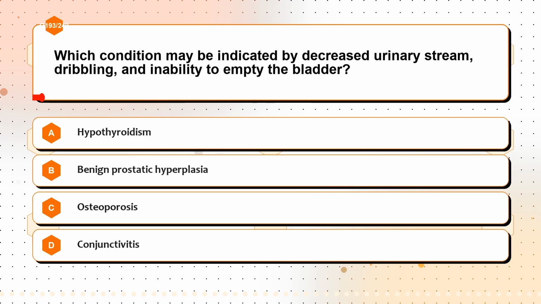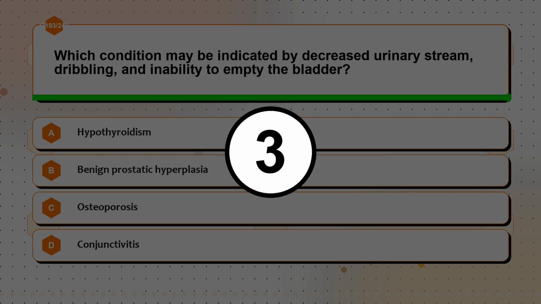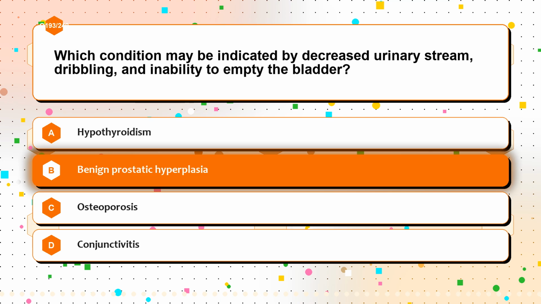Question 193. Which condition may be indicated by decreased urinary stream, dribbling, and inability to empty the bladder? Here are the options. Option A, hypothyroidism. Option B, benign prostatic hyperplasia. Option C, osteoporosis. Option D, conjunctivitis. The correct answer is option B, benign prostatic hyperplasia.